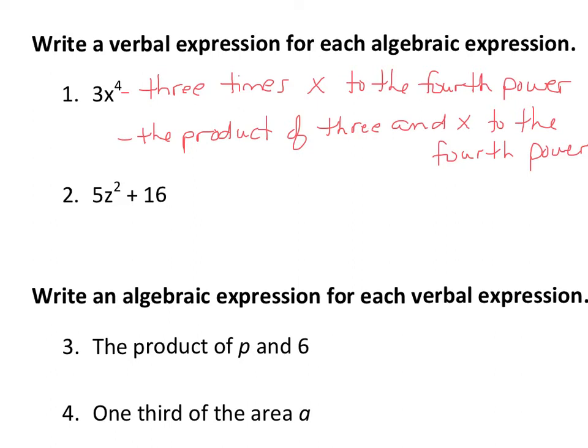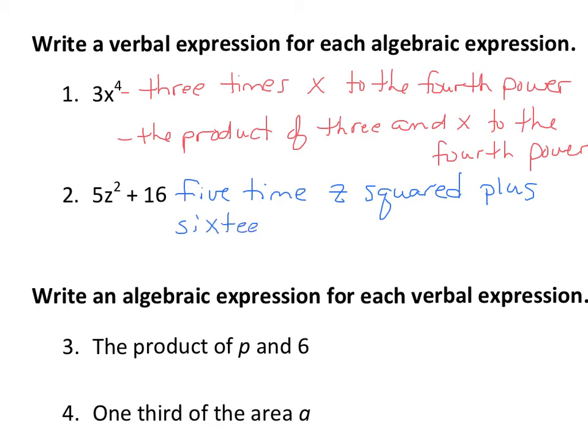Okay? All right, let's go to number 2 here. So 5z squared, all right? That is definitely a word we're going to need to know. We'll write it down here in just a second. And then plus 16. So when I write this, I'm going to have 5 times z squared. Now, if you want to say to the power of 2, that's fine. But z squared plus 16. You could also say increased by 16.